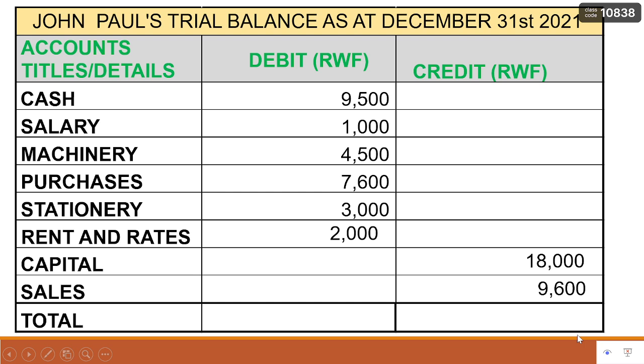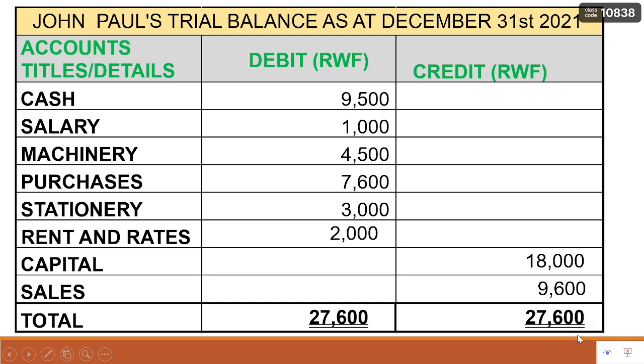Then finally, we have to compute the balances. We compute the balance on the debit. The total of this is 27,600. Please take your calculators or use your heads to confirm whether this conforms to the reality.